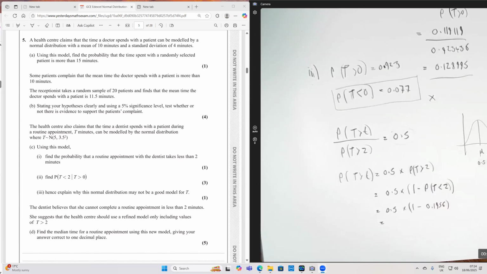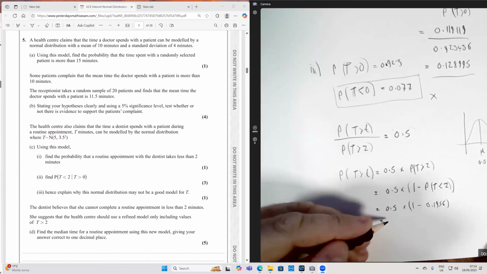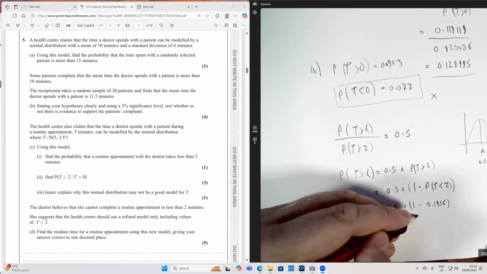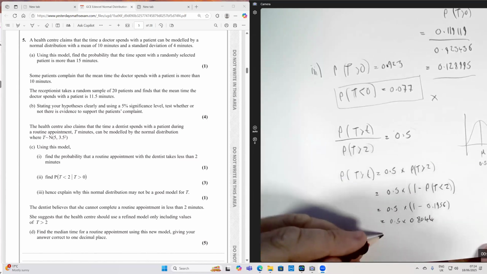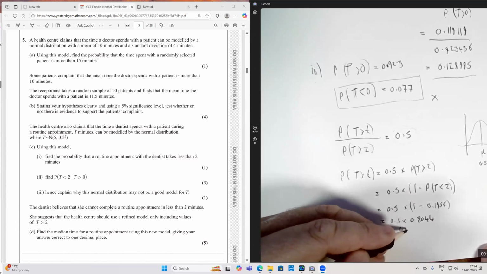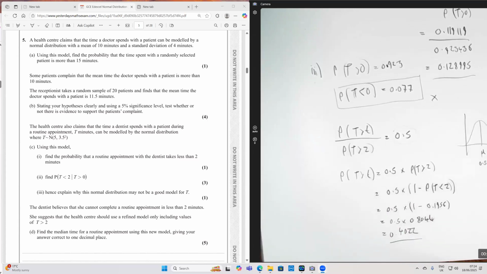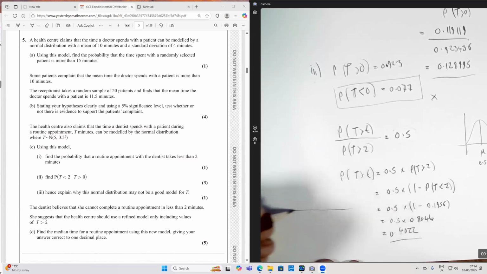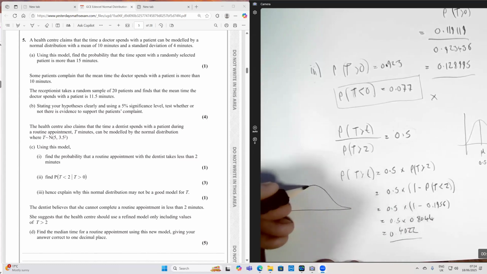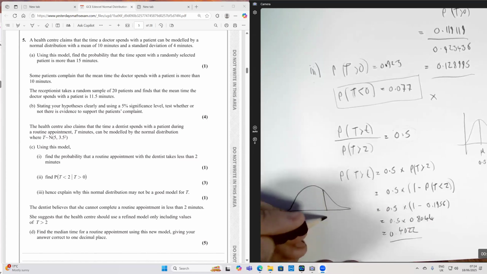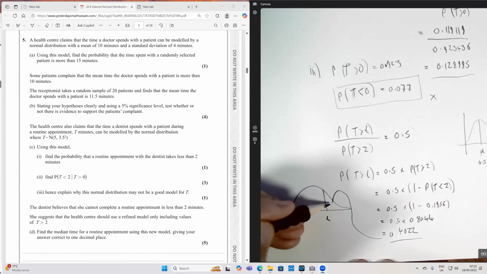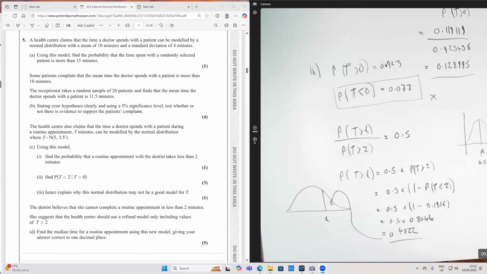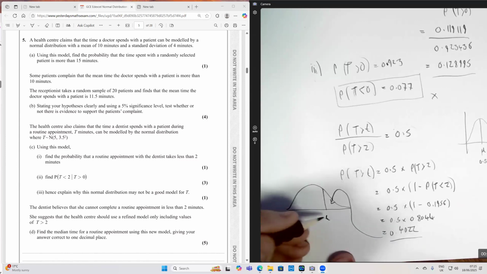So when we work that out, let's have a look at that. So 1 minus 0.1956 is 0.8044, and we want 0.5 times that, which is 0.4022. Now, this is the probability. Let's look at our normal distribution. This that we found here is the probability. So there's our t-value, and that it is greater than. So this 0.4022 is the probability that t is greater than this new time.